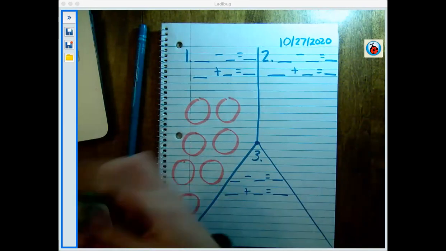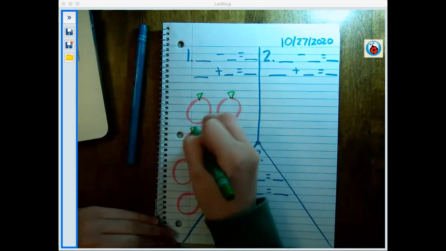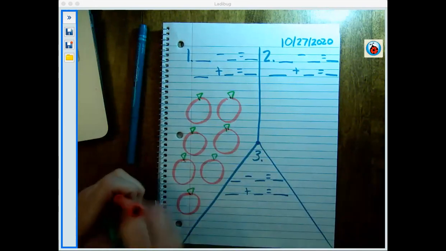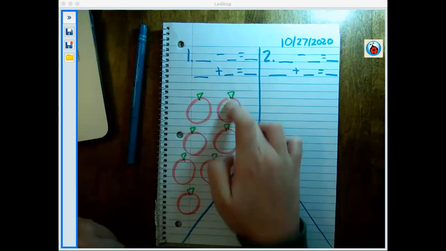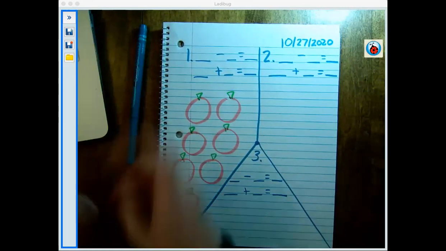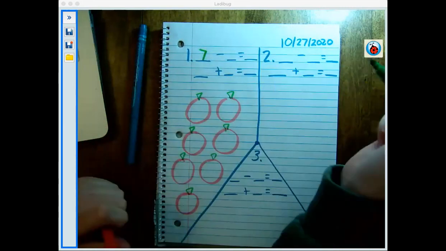Okay. Now, feel free to color in your pumpkins. Okay. Now, how many pumpkins are we starting off with? Let's see here. 1, 2, 3, 4, 5, 6, 7. Yep, 7. Okay, so since we're starting with 7, let's go ahead and put 7 at first on top.